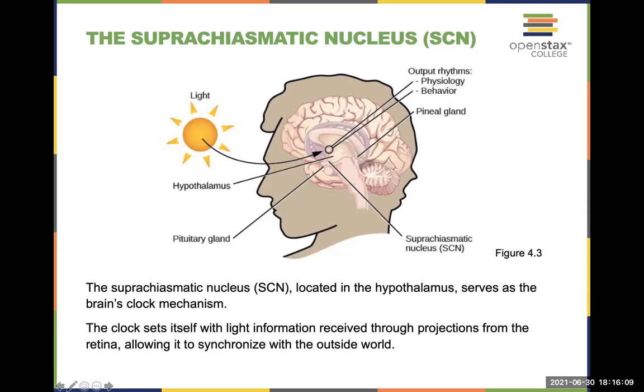But on the exam, I don't have anything like this. So I don't want you to concern yourself too much about this. I do want you to understand the basic purpose of the hypothalamus and the suprachiasmatic nucleus, the SCN.